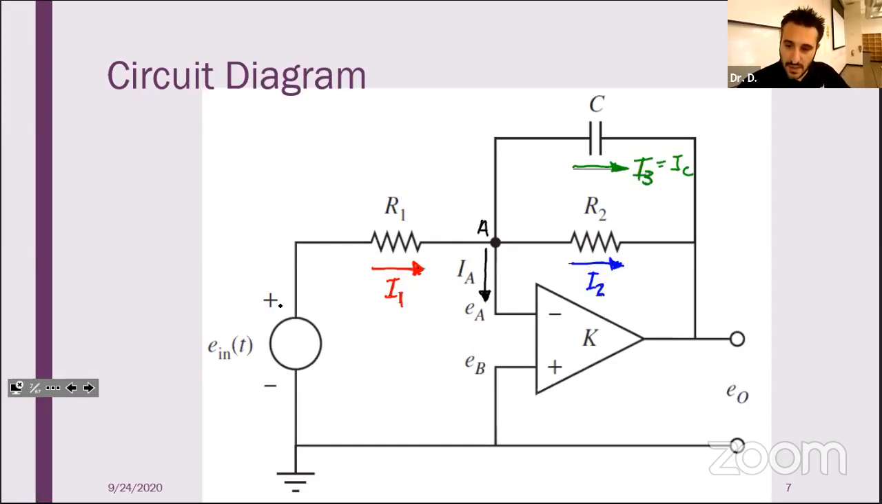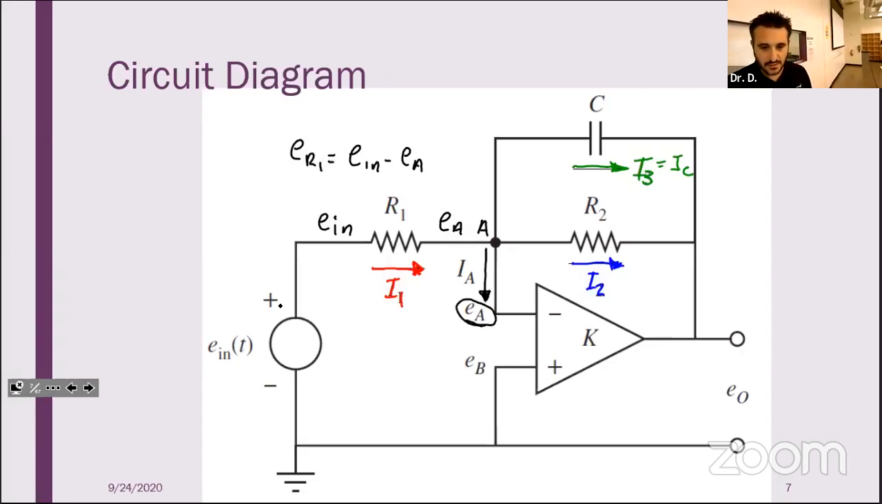So how much is coming in? We have E in. How much is coming out? It's EA. So the voltage drop is the difference between those two. It's how much voltage you are losing by sending it across that element. So how much am I losing? Well, ER1 is just equal to E in minus EA. Well, how do I know I have EA on the other side? Well, it's right here. That's EA.